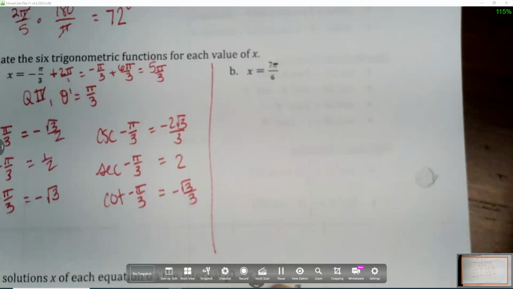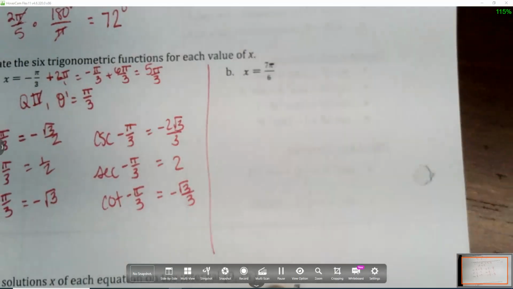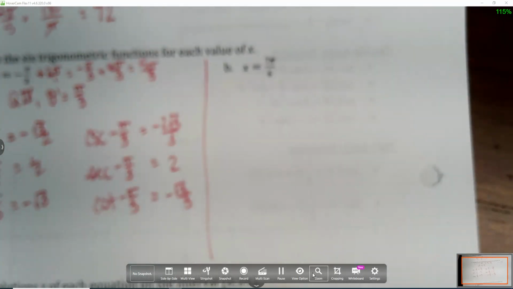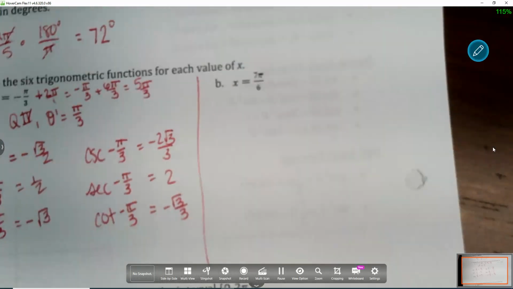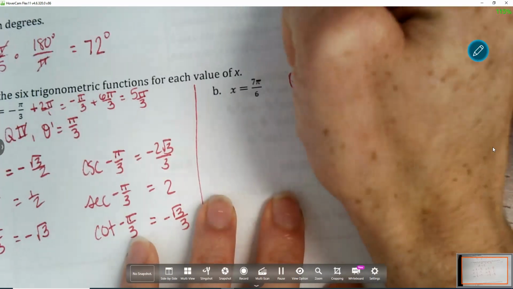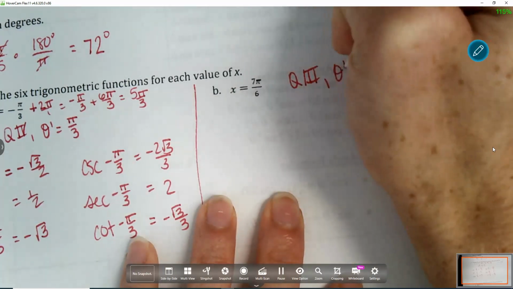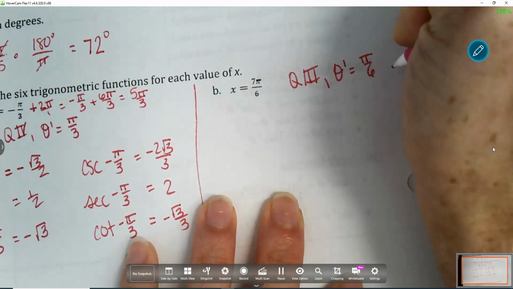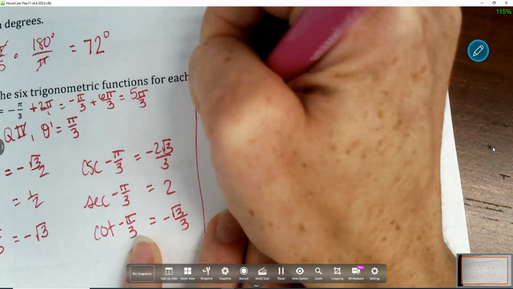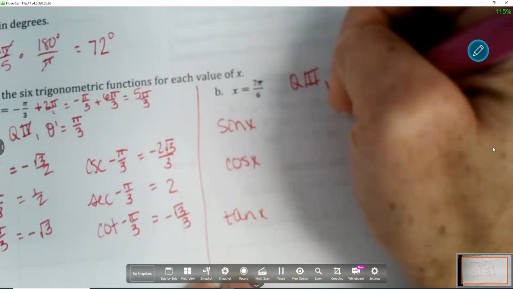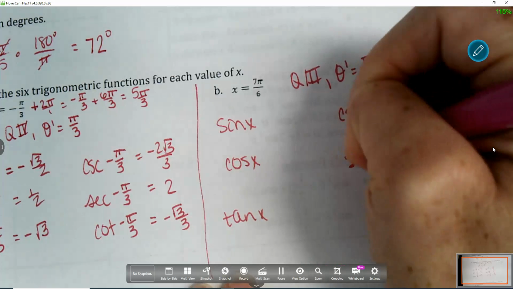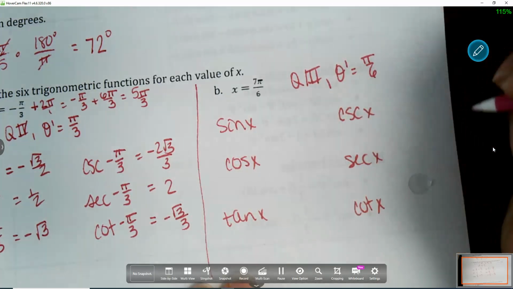Okay, 7 pi over 6. What quadrant is that? Quadrant 3. Reference angle? Pi over 6. Okay, so you can actually write the angle. You could call it x because I said x equals at the beginning. You can, I did on the last one.